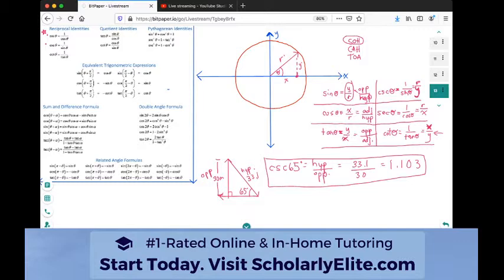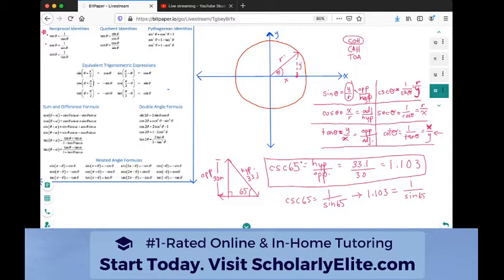Now, let's say they gave you this information and they said solve for sine of 65 given the cosecant of 65. Well, let's go ahead and do that. If I know that the cosecant of 65 is equal to 1 over the sine of 65, well then let's go ahead and work our way backwards. So in this case, I've got 1.103 equals 1 over sine of 65.